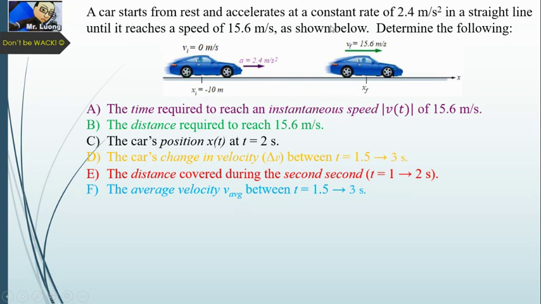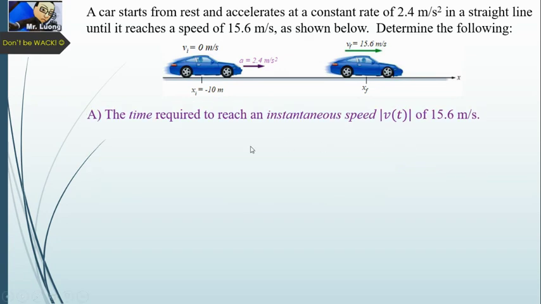So in this particular problem, the car starts at rest. It will accelerate to the right, as indicated by the acceleration vector, at a rate of 2.4 meters per second squared. And then it reaches a speed of 15.6 meters per second at some unknown position, aka xf here. Okay, so you have parts A, B, C, D, E, F here. So I'll just knock it out one part at a time. All right, so let's do it.